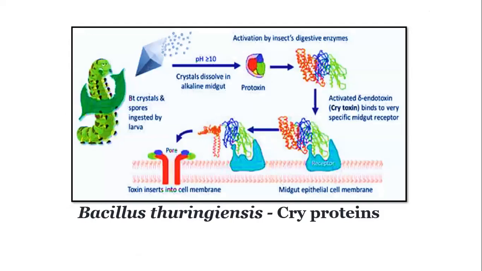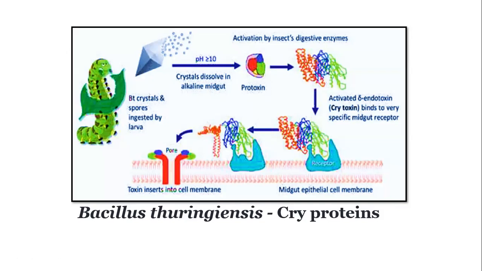Now Bacillus thuringiensis is a gram-positive bacteria which produces an insecticidal protein, the Cry protein. This protein is produced in inactive form. The inactive protoxin, upon entering the gut of an insect when it ingests it, gets converted to the active toxic form. The alkaline pH of the gut is responsible for this change. You can see here, the alkaline pH converts the protoxin into the active toxic form.